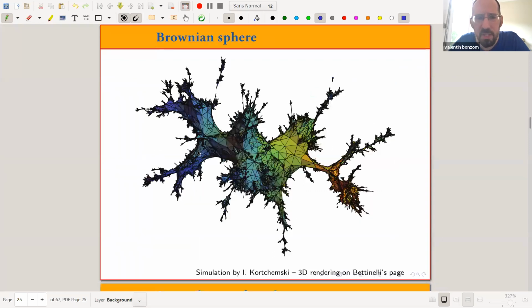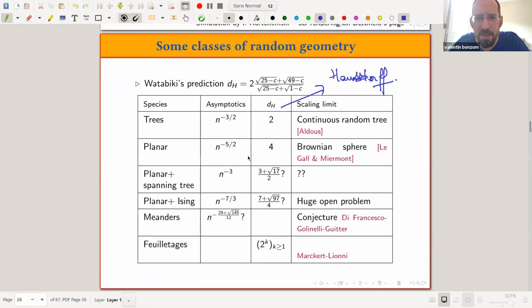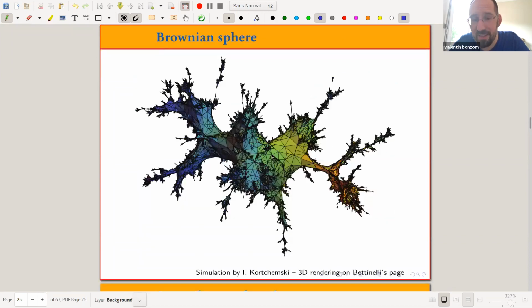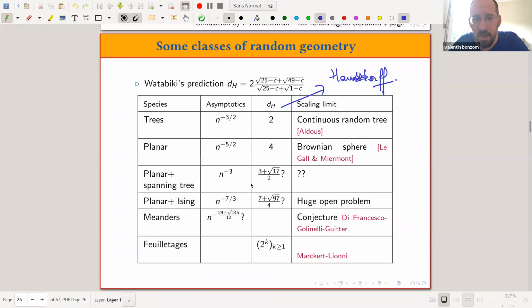So in the planar case, which is the case of this picture, it's called the Brownian sphere. And it was proved, I think, in the early 2000s by mathematicians. It has Hausdorff dimension 4. It's very fractal, as you can see in the picture. So topologically, it's a two-sphere. It's really homeomorphic to the two-sphere, but geometrically, it has Hausdorff dimension 4, because it's very fractal.